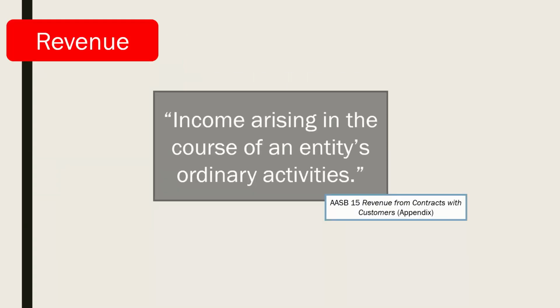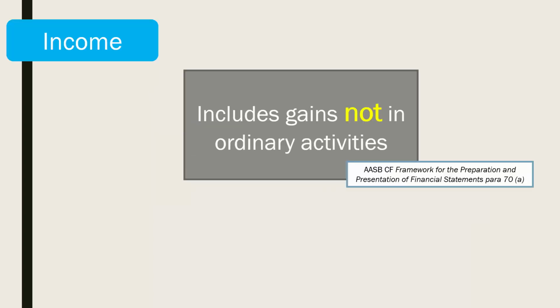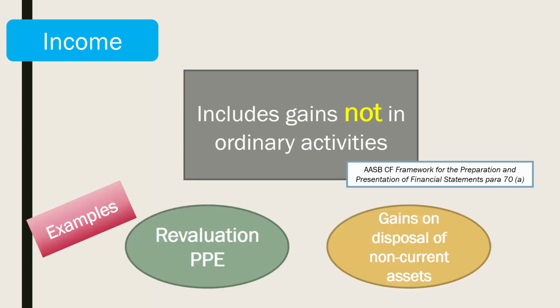Revenue is limited to income arising in the course of an entity's ordinary activities. The definition of income in the AASB conceptual framework includes gains that may not have occurred in the course of the ordinary activities of a firm. For example, changes in the revaluation surplus of property, plant and equipment, and gains on the disposal of non-current assets.